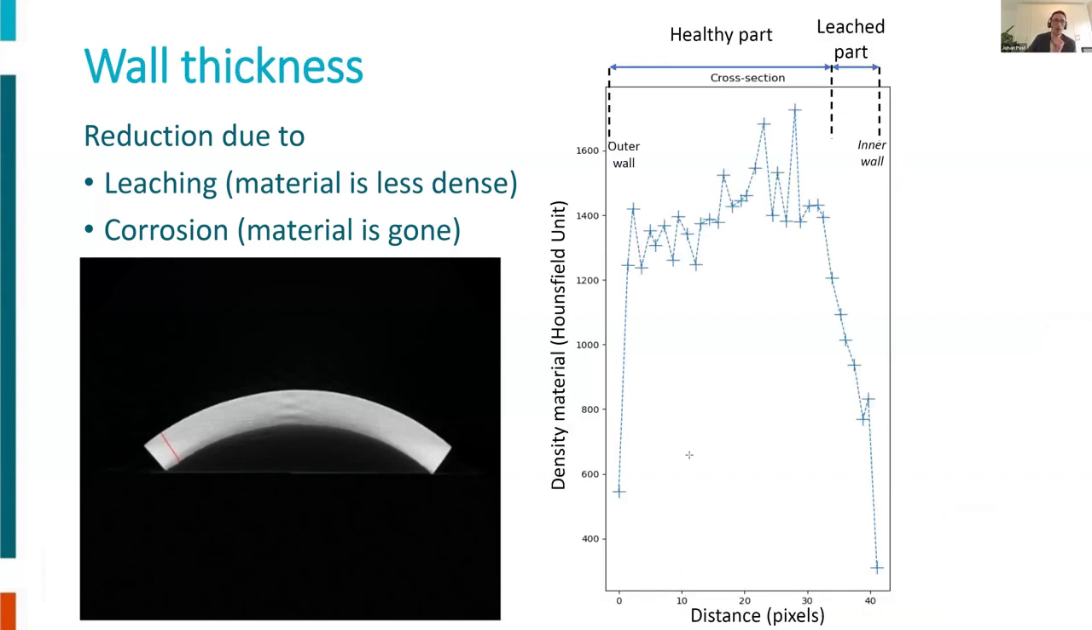Yes, perfect. So the red line is more or less a cross section from outer wall to inner wall of a part of this pipe. The vertical axis is the density of the material in Hounsfield units, and the horizontal axis is the distance in pixels from the outside to the inside of the wall. Especially on the outer wall, there's not really any leaching, and the density is about 1400 HU, pretty constant. And then suddenly at around 30 pixels, you see a quick degradation. You also see that in the image on the left, it's just a little bit darker.